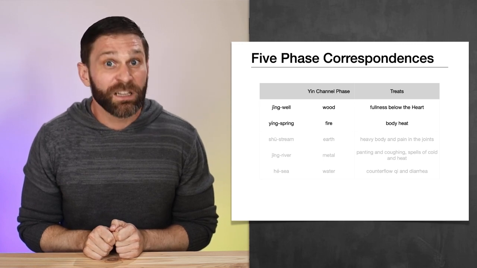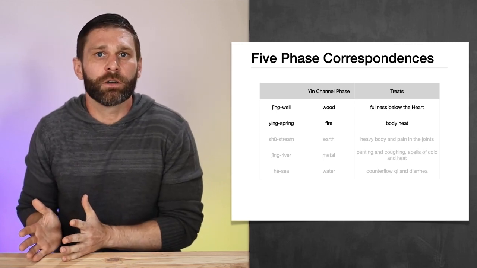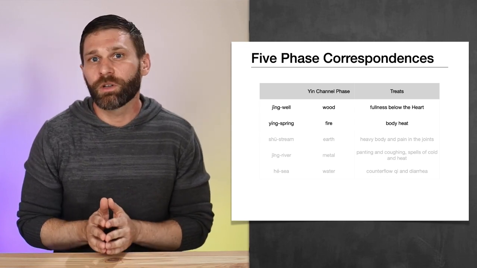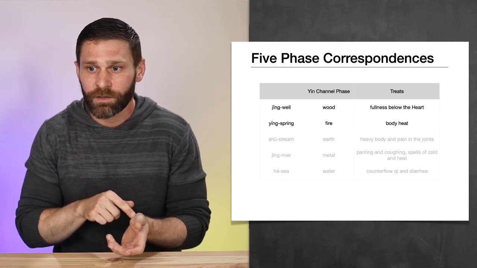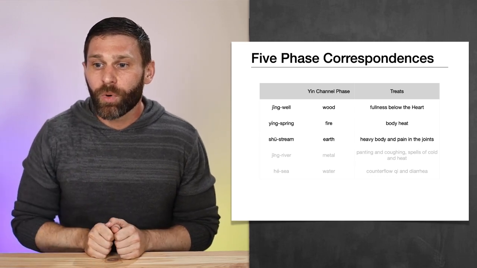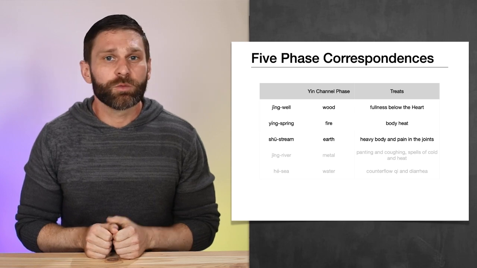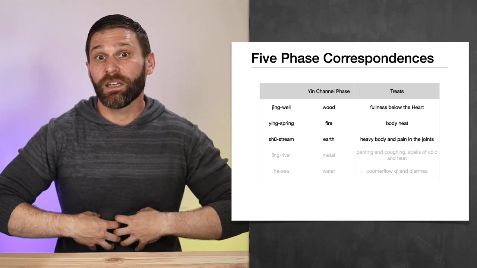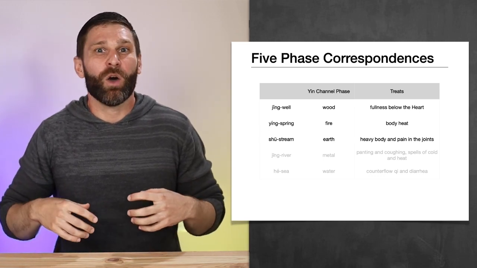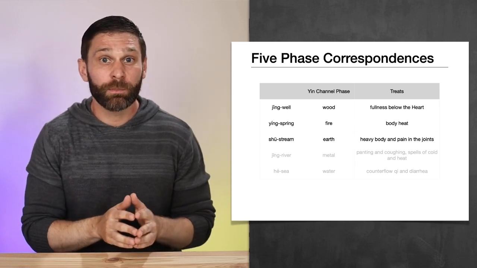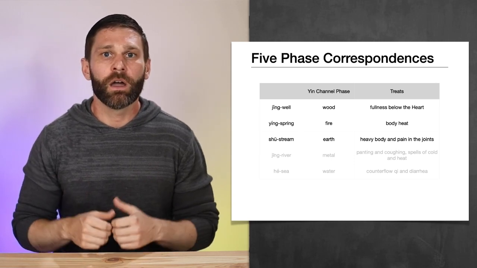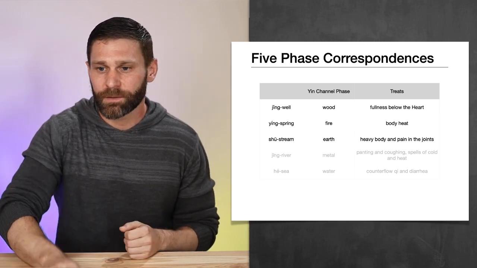Ying spring points are associated with the fire element or the fire phase. So of course they clear heat. You can kind of make this relationship to herbs: the fire element is associated with the bitter flavor. What do bitter herbs do? They clear heat and drain fire. So same thing. The fire points clear heat and drain fire. Shu stream points correspond to earth on the yin channels. Remember, earth is the spleen. The spleen is about dampness. So when he said body heaviness and pain in the joints, that was dampness. So we have Shu stream, earth. Earth is spleen. Spleen is dampness. Body heaviness and pain in the joints are manifestations of dampness.